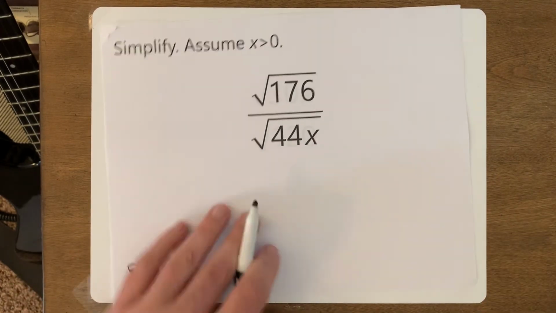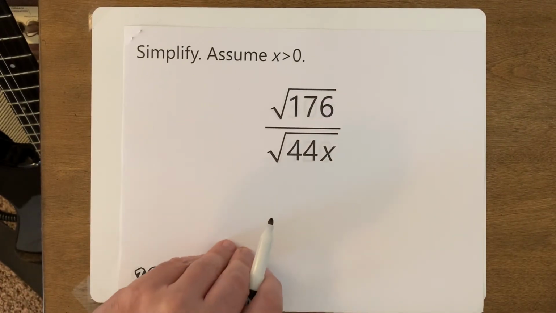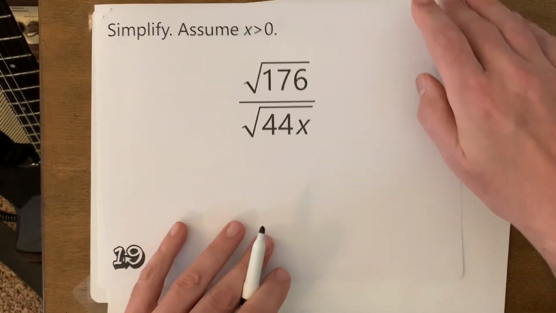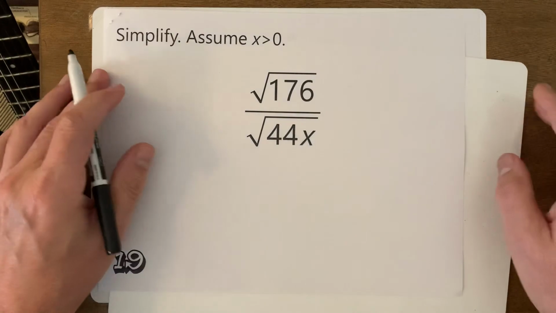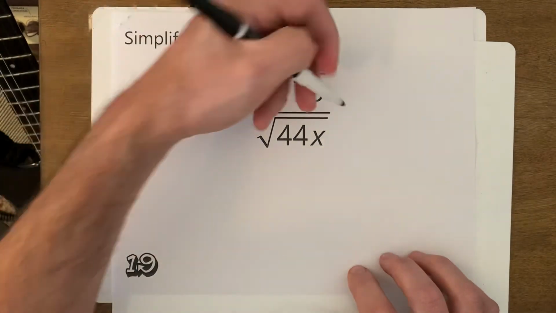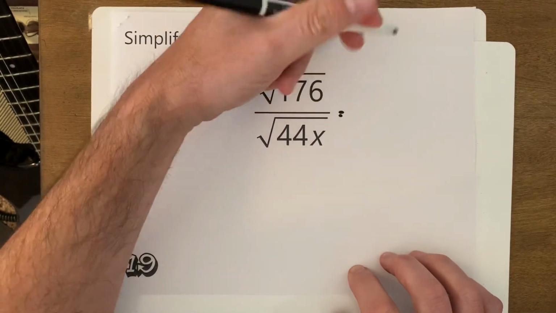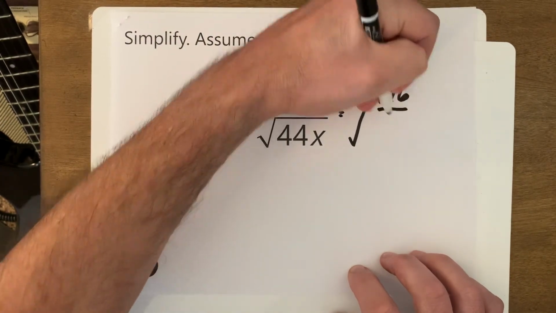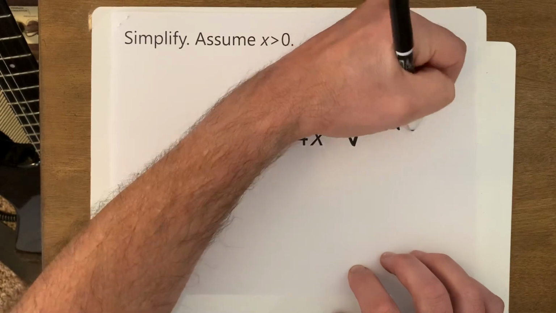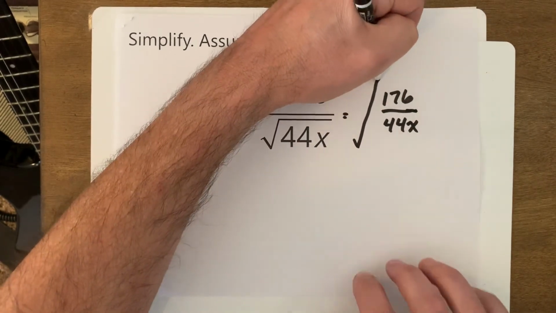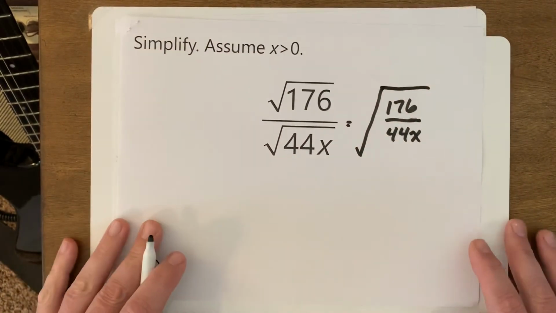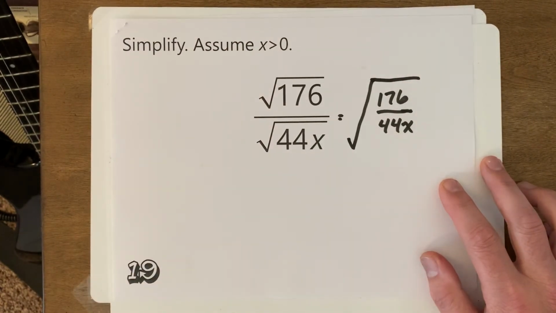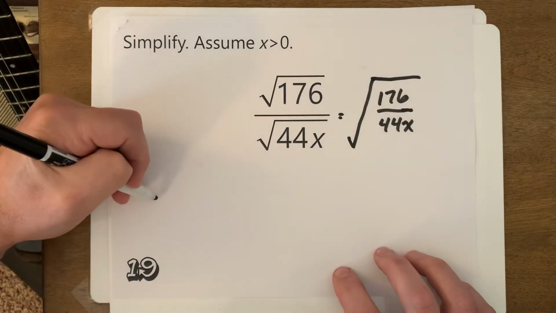Okay, this one looks kind of the same, so we'll take a look at this one, if I can get the pages unstuck. All right, so this one, let's suppose that we go ahead and do the same thing we did before. Let's do 176 over 44, x. Can't forget the x. Okay, so now what do I do? Well, I'm going to simplify this fraction. I'm going to divide both of them by 2 right from the start.